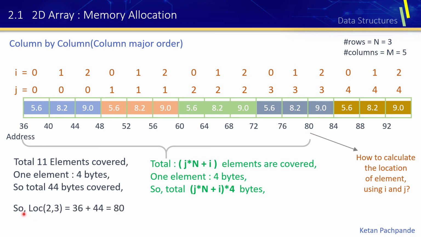So I can say, what is the location of 2, 3? 2, 3's location is the base address, that is 36, plus how many bytes are covered so far? That is 44, and the address is 80. So similarly, I can write the generalized formula: the location of I and J is given by the base address of the one-dimensional array plus how many bytes are covered so far. And that gives me the exact address, that is the location of the element.